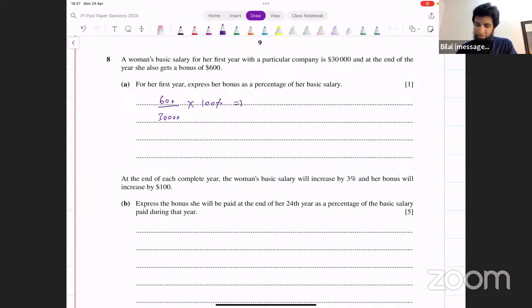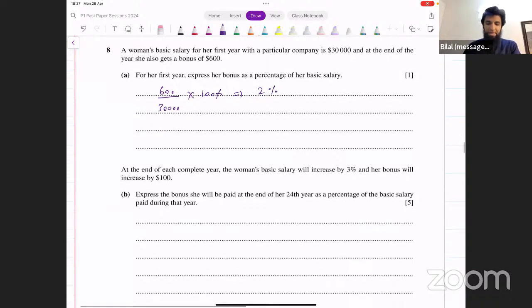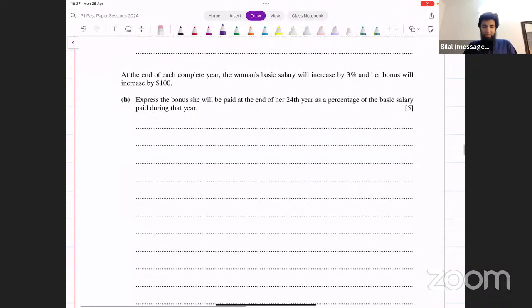600 divided by 300, that's 2%. So the bonus turns out to be 2%. That's the first part. That's what we were looking for here. Now it says at the end of each complete year, the woman's basic salary will increase by 3% and her bonus will increase by $100. At the end of each year, the basic salary is going to increase by 3% and the bonus is going to increase by $100.